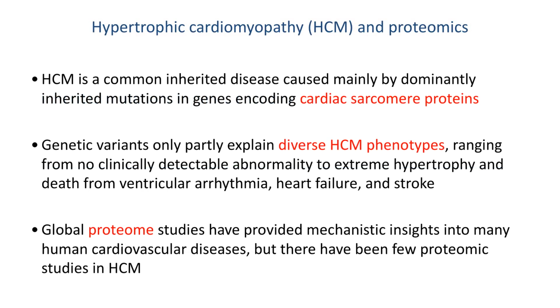Hypertrophic cardiomyopathy, or HCM, is a common inherited disease caused mainly by dominantly inherited mutations in genes encoding cardiac sarcomere proteins. The disease phenotype is characteristically diverse, ranging from no clinically detectable abnormality to extreme hypertrophy and death from ventricular arrhythmia, heart failure, and stroke.